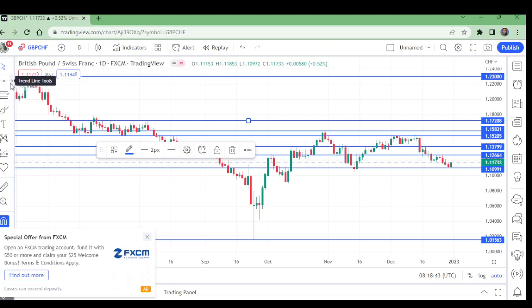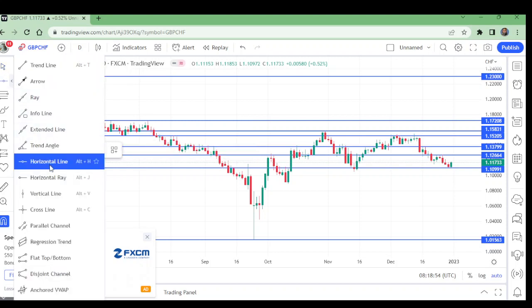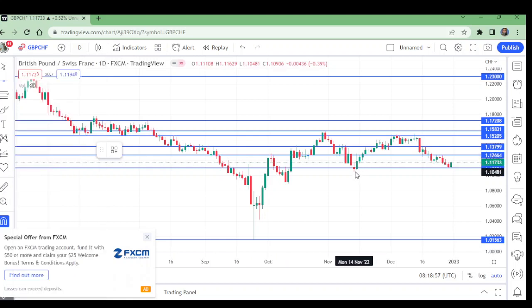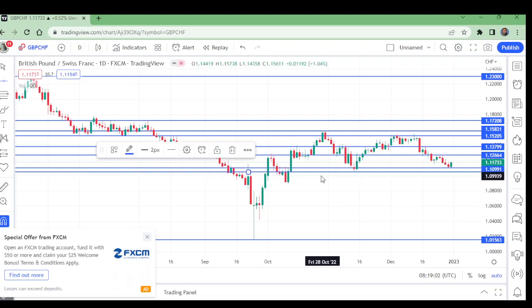Now let me put the horizontal line to make it clear for you. The stop loss under this wick, because this was the low. Now the market won't go back to the next low, because then this low will be broken, and the market is going upward. The setup is ready to go upward.